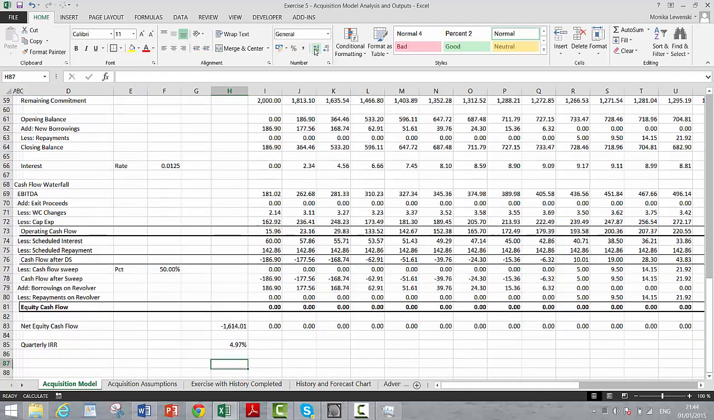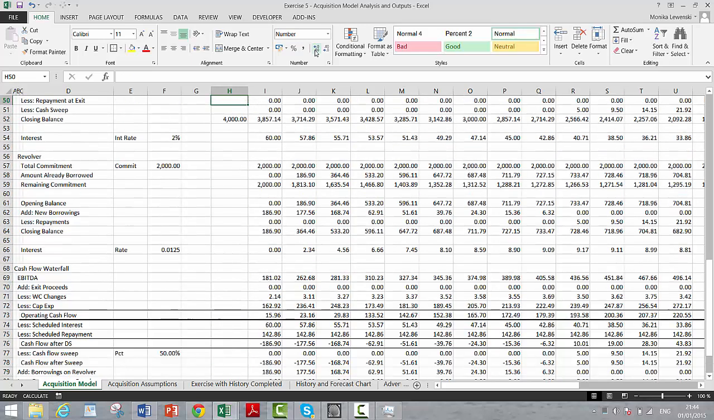Okay, and then we can put an annual IRR, which just says take that quarterly number, 1 plus the quarterly number, and raise it to the 4th power and subtract 1. So that's a 21% IRR, which is a reasonable number to expect.